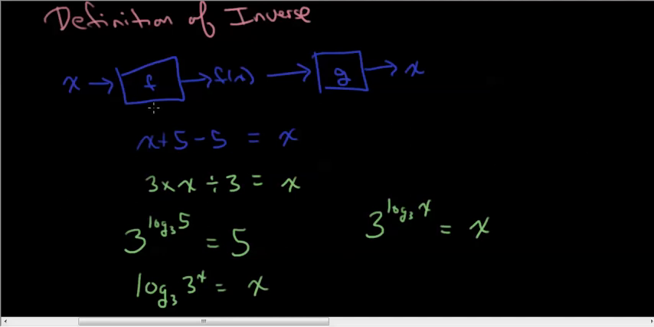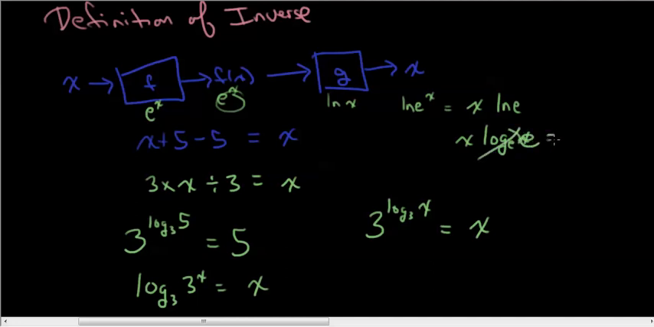If I put x, I'm just going to call this one e to the x. So if I put x into e to the x, what comes out? E to the x. Well, if the inverse of that is the natural log of x, what comes out is the natural log of what did I put in? I put in e to the x, so that's x times the natural log of e. Natural log, we know, is log base e, which is 1, so this is x, exactly what I predicted.